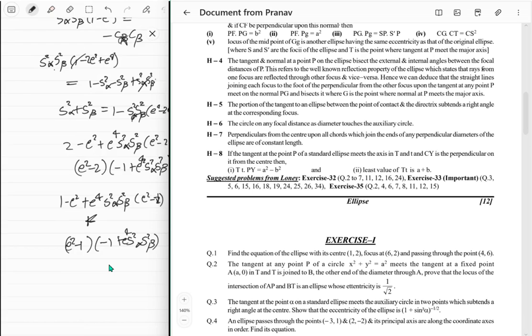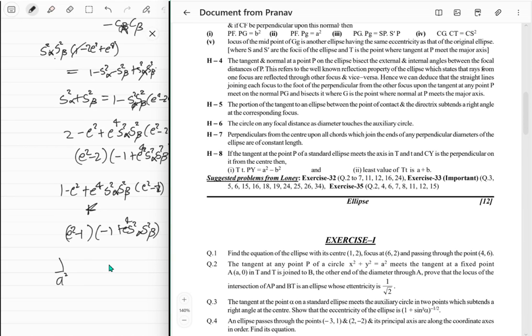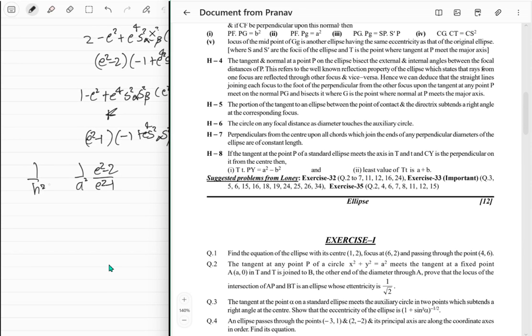So 1 upon a square, and then e square minus 2 upon e square minus 1. That's equal to 1 upon h square. So h is just equal to the square root of, we could say, 1 minus e square upon 2 minus e square. Yeah, that's going to work. Sure. Okay, so that's what h is. That property done as well.